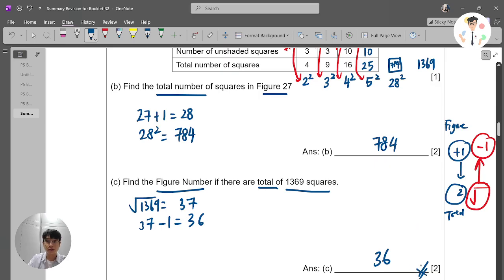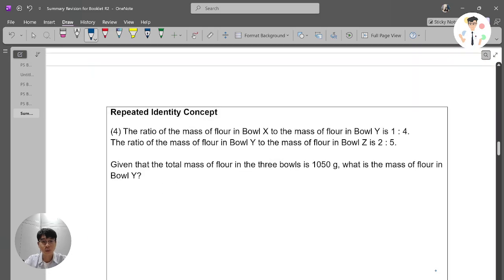We are done for this question. Okay, so I think you get the idea here. Take some time to think about it again, but this is something we have practiced in the classroom, in your booklet R2. Okay, now let's move on to our next one.